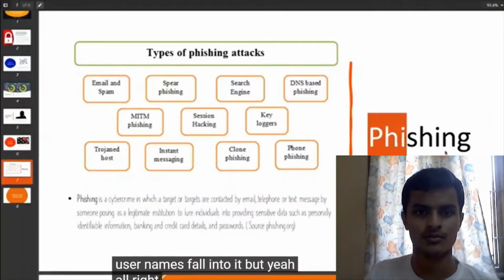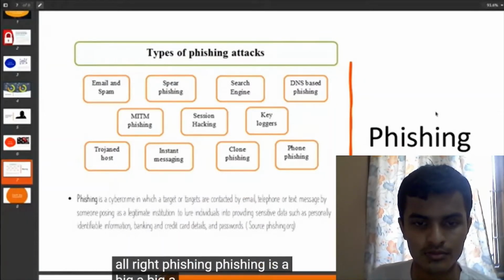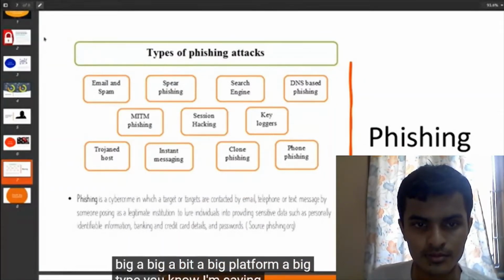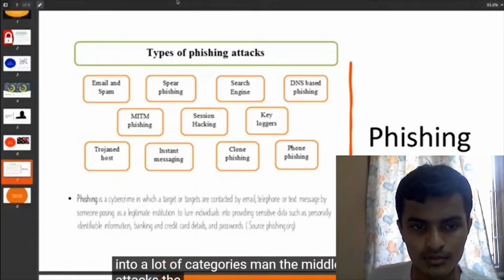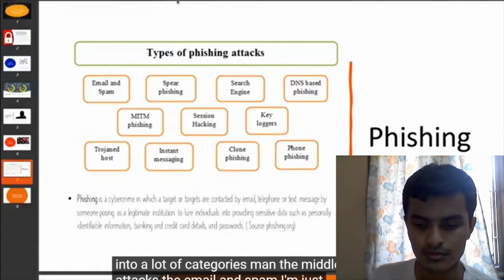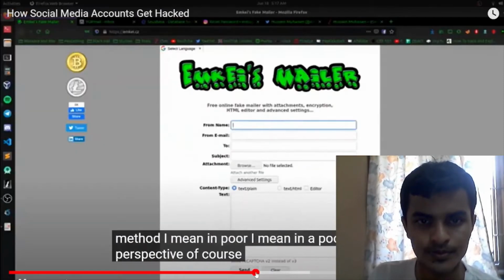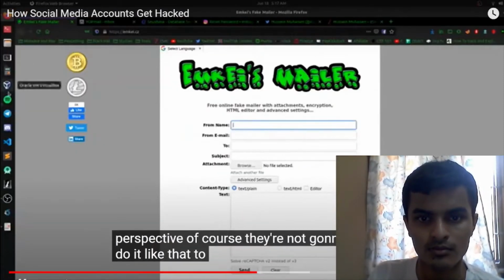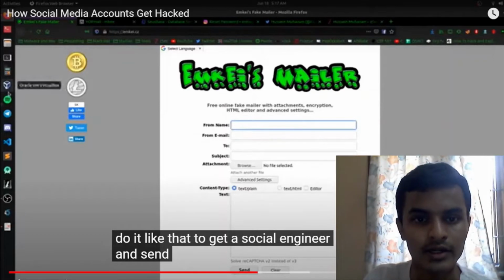But yeah, all right, phishing. Phishing is a big platform, a big type. You know what I'm saying? It falls into a lot of categories: man-in-the-middle attacks, email and spam. I'm just using a lot of different types. I mean, of course, they're not gonna do it like that. They're gonna social engineer. Okay, this is a dummy email or account he's hacking. He's trying to penetrate, but this doesn't work in the real world, dear computer world.